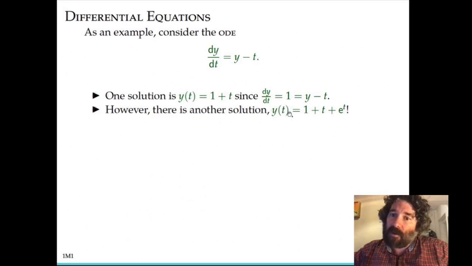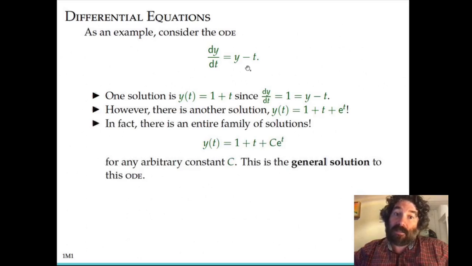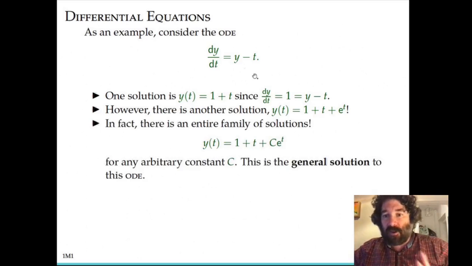So for example, another solution is 1 plus t, the same solution as before, plus e to the t. Right? And you can see this if you differentiate 1 plus t plus e to the t, you get 1 plus e to the t. That's equal to the right-hand side. In fact, there's an entire family of solutions with an arbitrary constant.